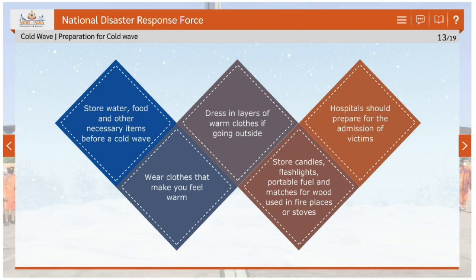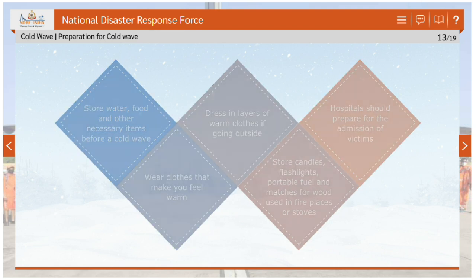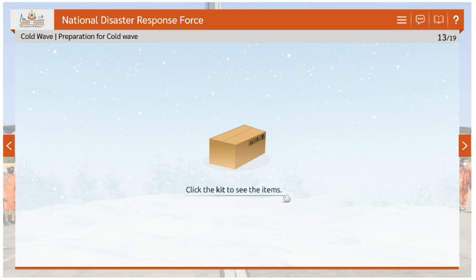Hospitals should prepare for the admission of victims affected by cold wave. Click the kit to see the items.